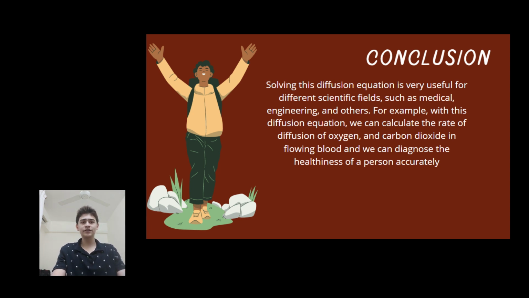For this diffusion equation, it is very useful for different scientific fields such as medical engineering and others. For example, with this diffusion equation, we can calculate the rate of diffusion of oxygen and carbon dioxide in flowing blood, and we can diagnose the healthiness of a person accurately. So I believe everyone is able to understand everything, and that's all from the group 9 presentation.